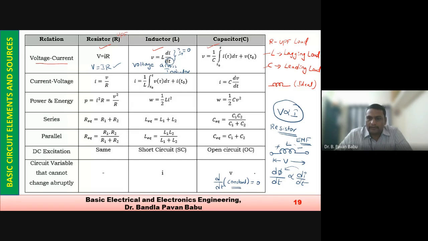So d by dt of a constant is zero. So V, the voltage applied across the inductor, equal to L times that, so this will not happen. So definitely there should be a rate of change of current with respect to time. Right. So let me clear this.